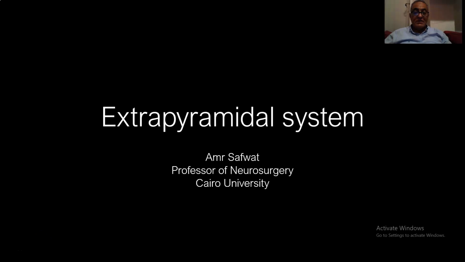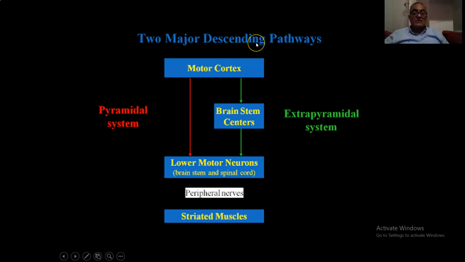Hello everybody. Today in our series of applied neuroanatomy, we are going to discuss the anatomy of the extrapyramidal system. The extrapyramidal system is one of the two major descending pathways from the motor cortex, from the motor cerebral cortex.